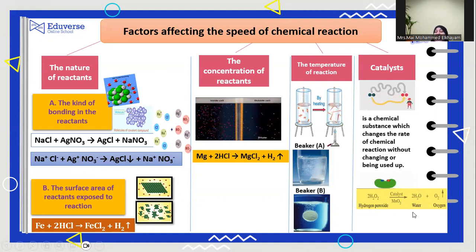I have another way to increase the decomposition rate of hydrogen peroxide, by using an enzyme. But what are enzymes? Enzymes are biological catalysts, which are produced by some body parts of living organisms, or the body of living organisms. Like what? We're going to talk about the oxidase enzyme in the potato, which has the same effect on hydrogen peroxide, to increase its decomposition rate.